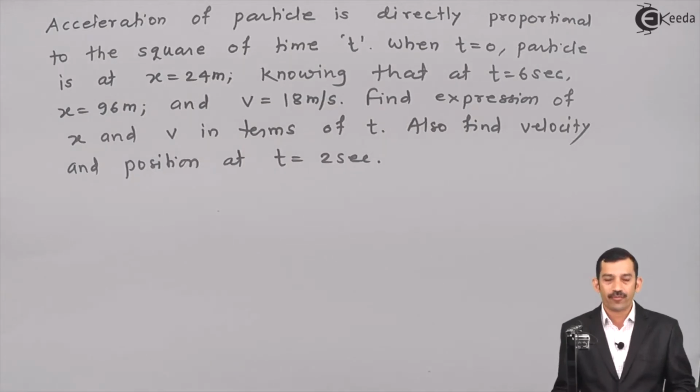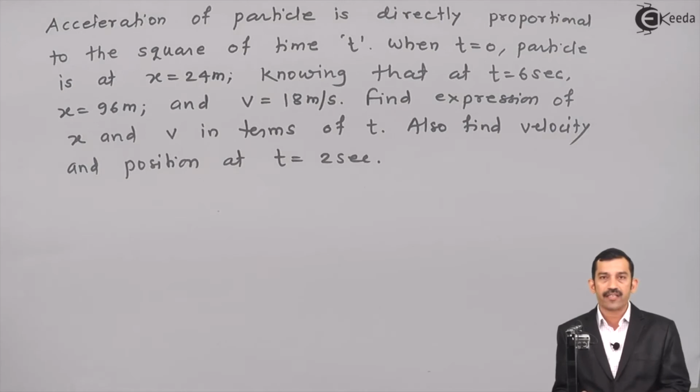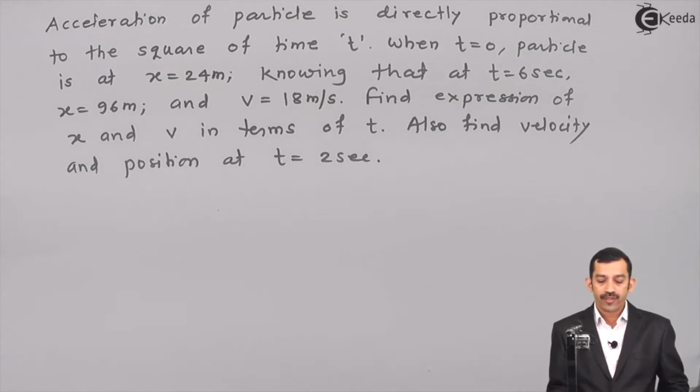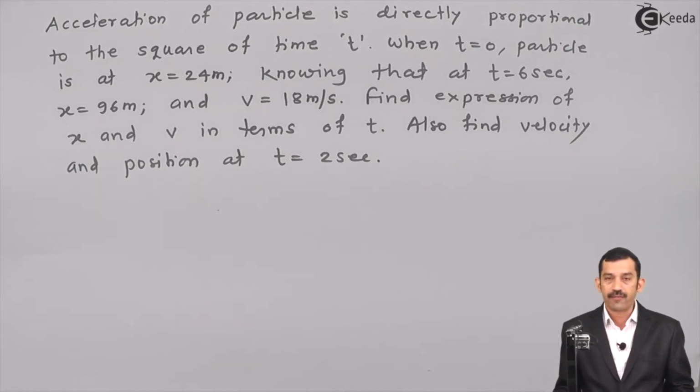Hi friends, we'll solve a problem on variable acceleration. You see what is given in the problem. Acceleration of a particle is directly proportional to the square of time t. When t equals 0, the particle is at 24 meters.